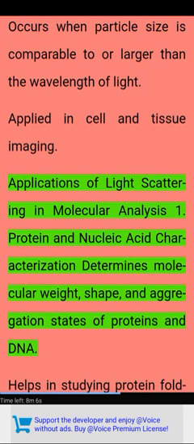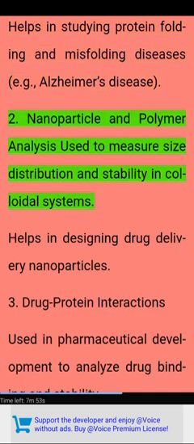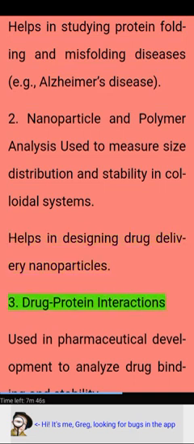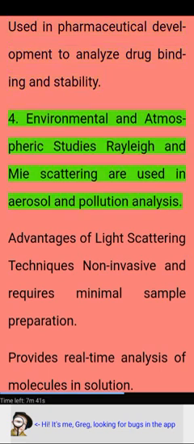Applications of light scattering in molecular analysis. 1. Protein and nucleic acid characterization determines molecular weight, shape, and aggregation states of proteins and DNA. Helps in studying protein folding and misfolding diseases, e.g., Alzheimer's disease. 2. Nanoparticle and polymer analysis used to measure size distribution and stability in colloidal systems. Helps in designing drug delivery nanoparticles. 3. Drug-protein interactions. Used in pharmaceutical development to analyze drug binding and stability. 4. Environmental and atmospheric studies. Rayleigh and Mie scattering are used in aerosol and pollution analysis.